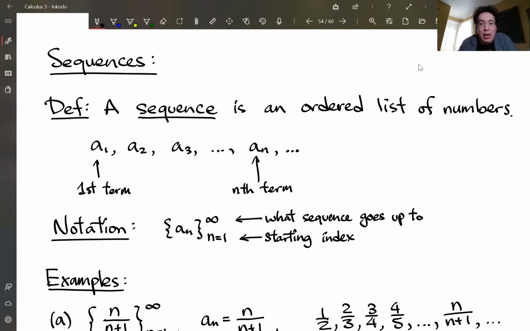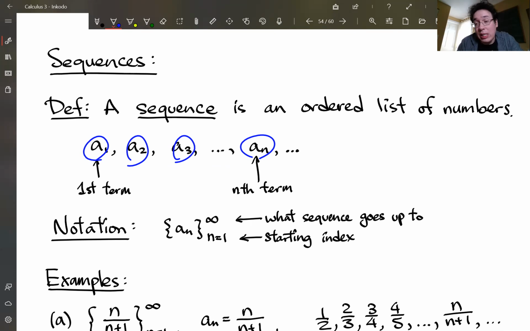So what are sequences? A sequence is an ordered list of numbers. It's not just a list; each item on the list has an order to it. So this is the third item, and this is the fourth item, and so on. You make a list: first term, second term, third term, nth term. The list could be finite, where it ends at a particular term, or it could be infinite, so it could go on forever.